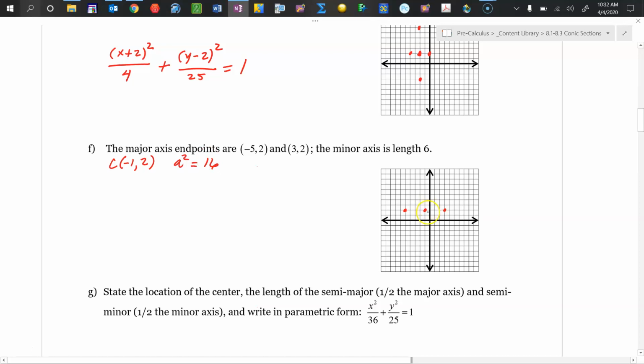The minor axis length is 6, so half of that is b, so we go up 3 and down 3. So we know that b squared is equal to 9, and again, c squared plus b squared is equal to a squared, so c squared must be equal to 7. The equation of our ellipse, which is longer in the horizontal direction, is x plus 1 quantity squared over 16 plus y minus 2 quantity squared over 9 is equal to 1.